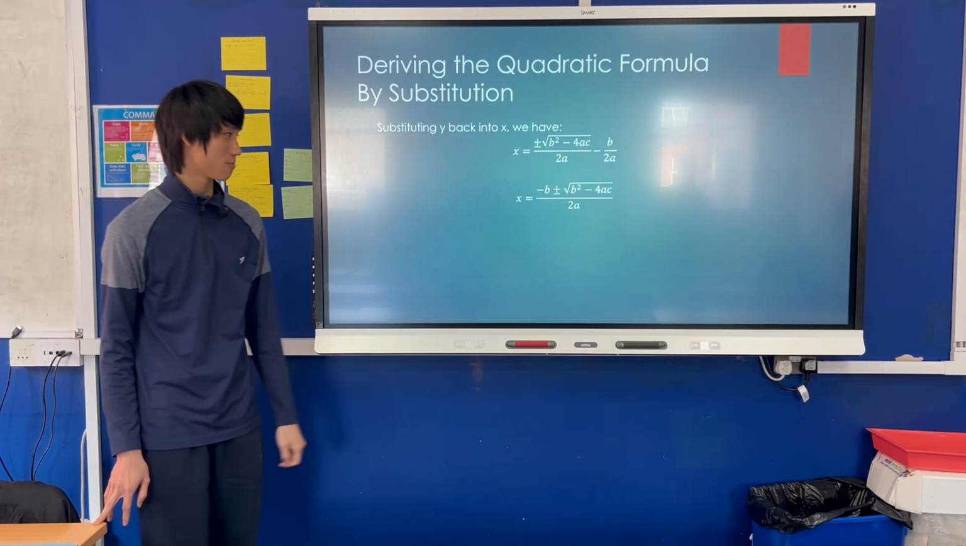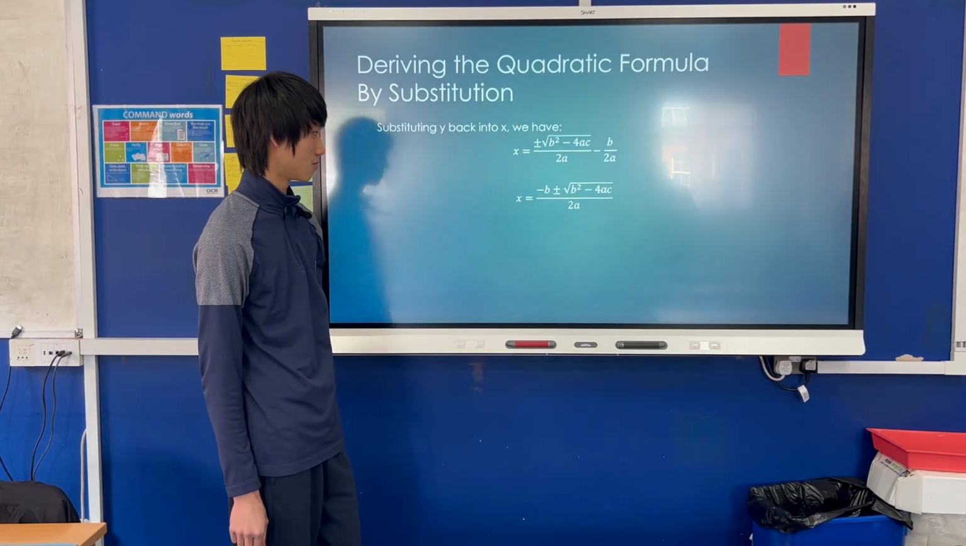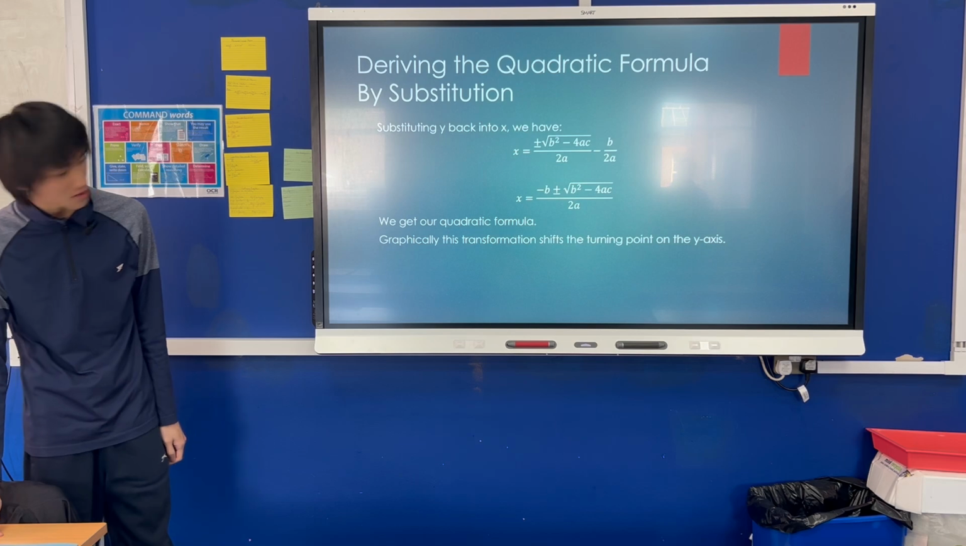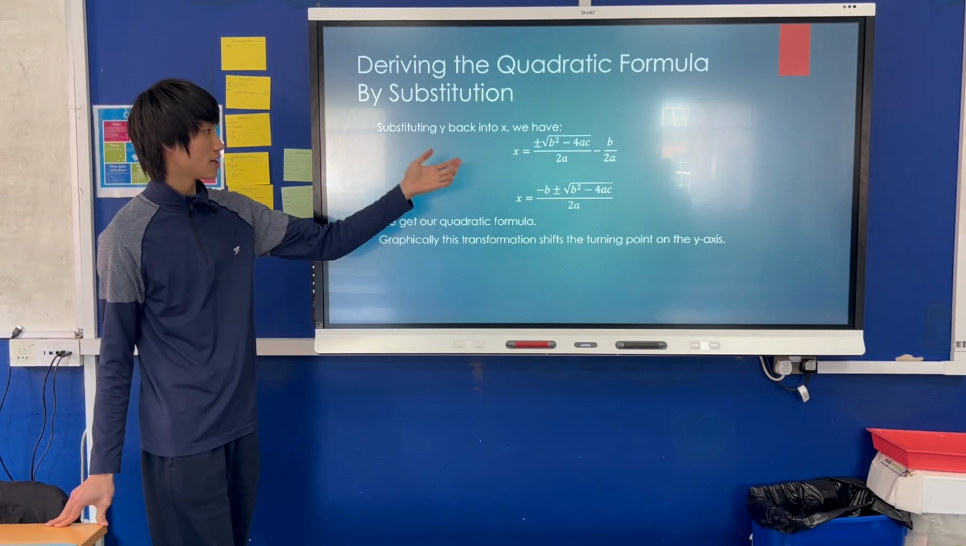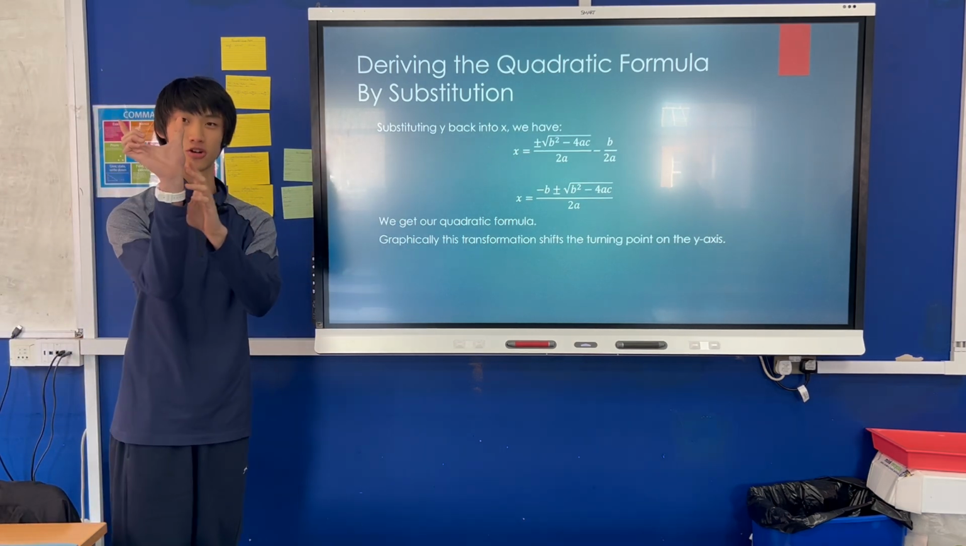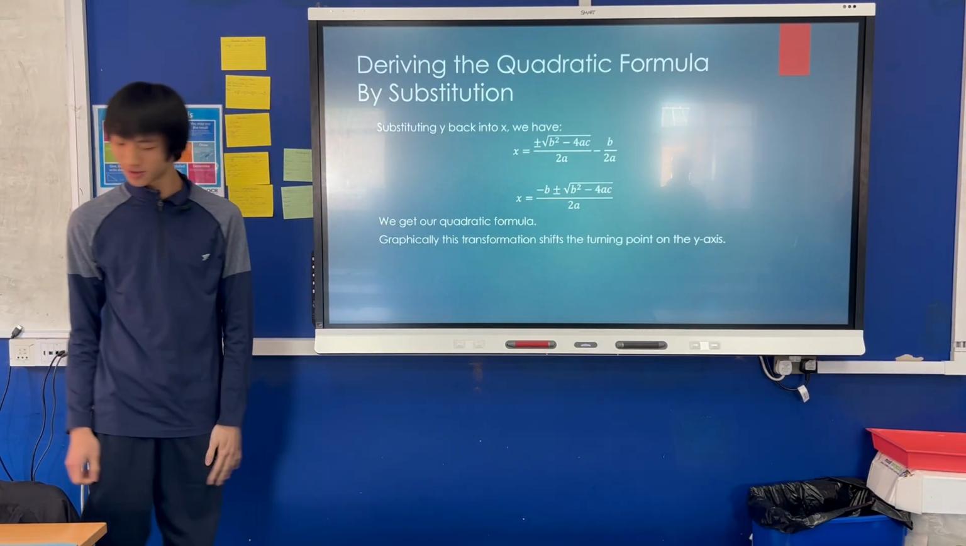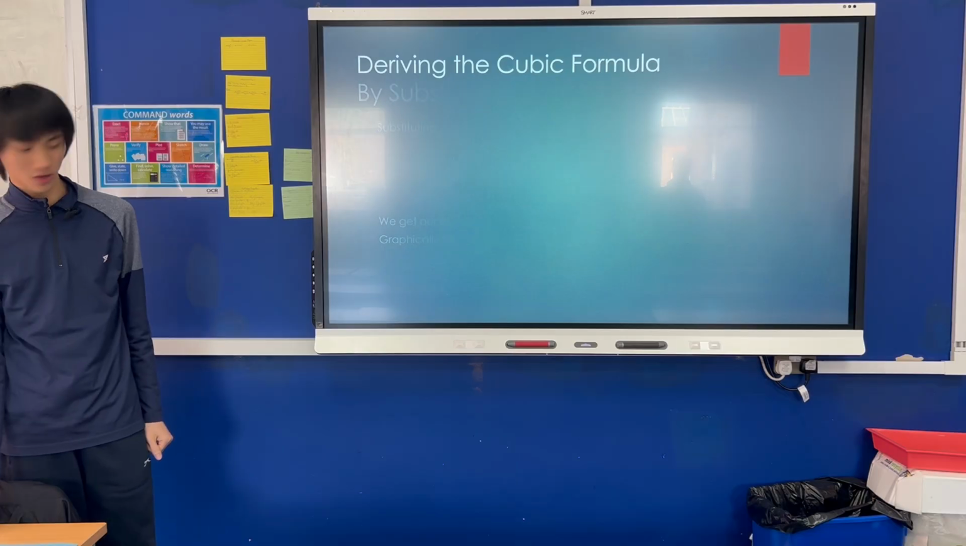Negative b plus or minus the square root of b squared minus 4ac, over 2a. That's pretty straightforward. And the substitution here is just shifting the turning point to the y-axis. That's interesting, but we're going to move on to what we want to do today.